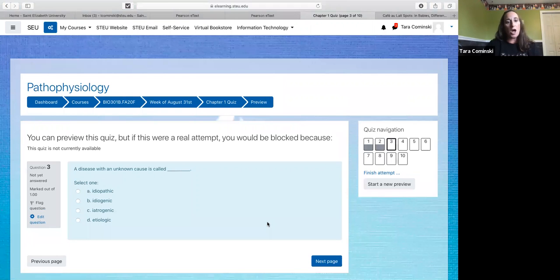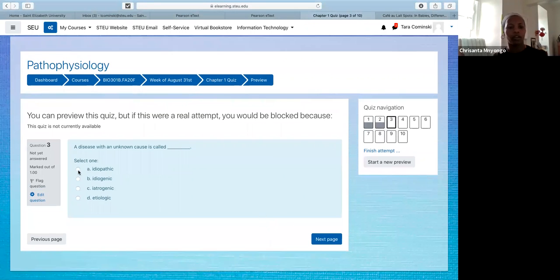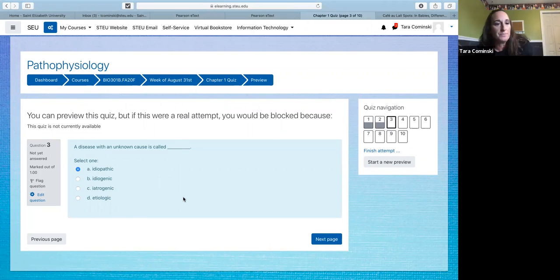A disease with an unknown cause is called what? Idiopathic, right? And I think I asked you guys this before. A lot of diseases are of unknown cause, right? So you could probably make a general statement and say that most diseases are idiopathic, okay? All right.